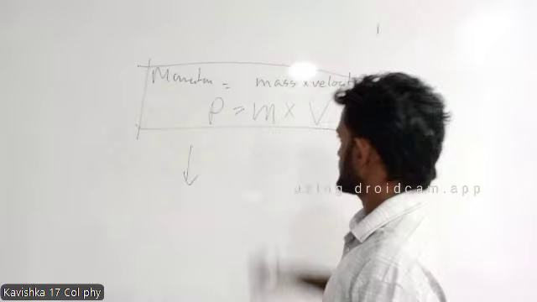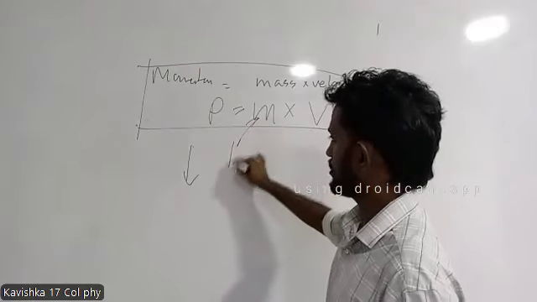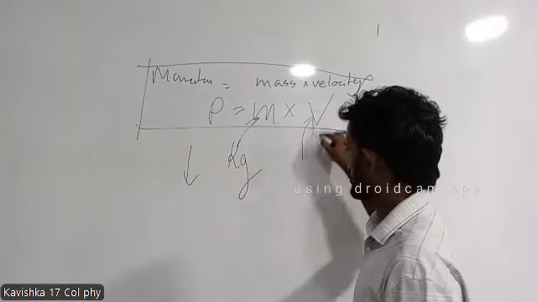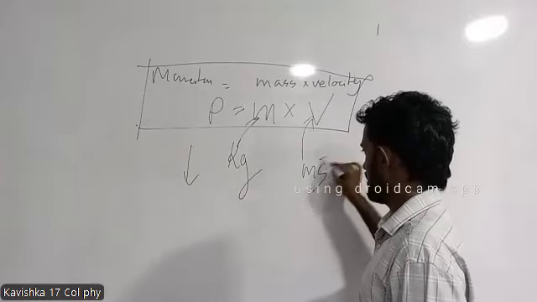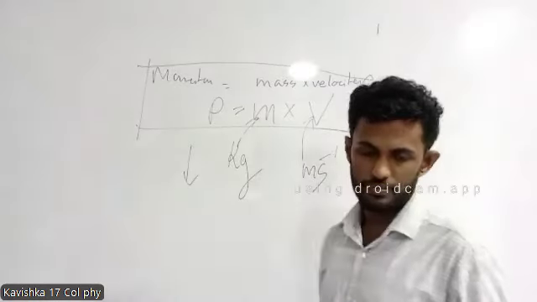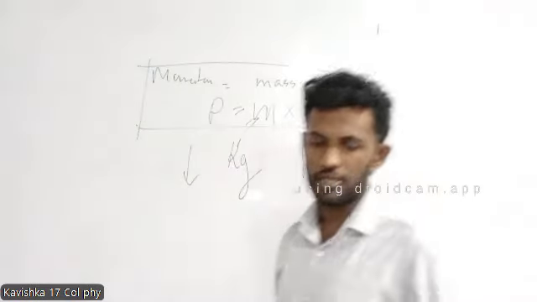And always mass is used in kilograms. SI takes kilograms. Velocity is measured in ms minus 1. Kilograms and ms minus 1.